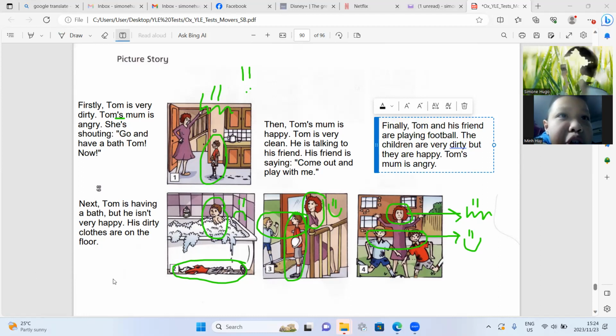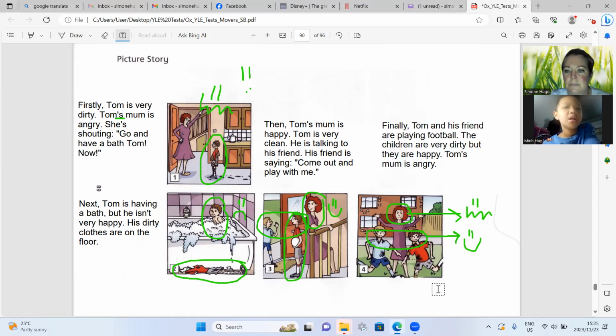Firstly, Tom is very dirty. Tom's mom is angry. She's shouting, go and have a bath, Tom, now. Next, Tom is having a bath. He isn't very happy. His dirty clothes are on the floor.